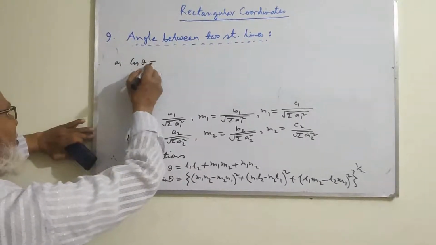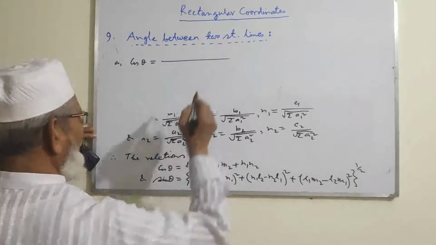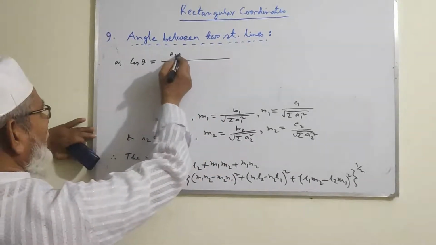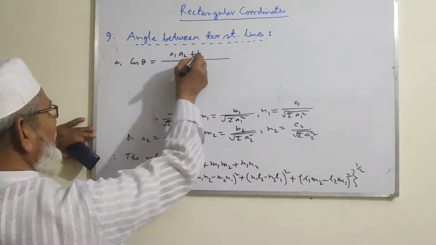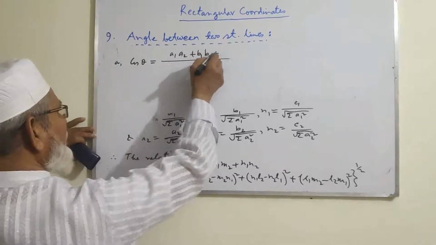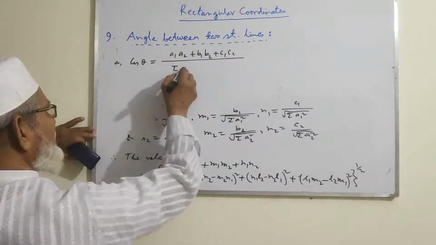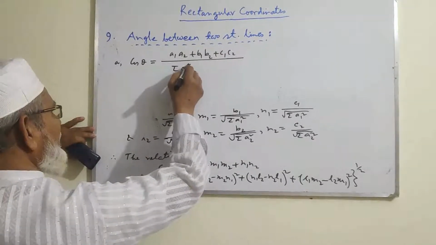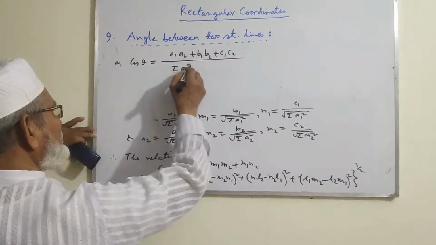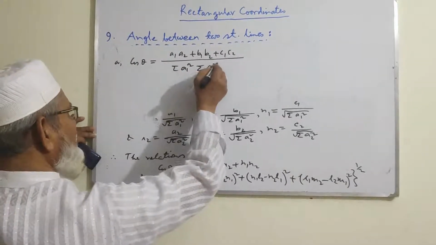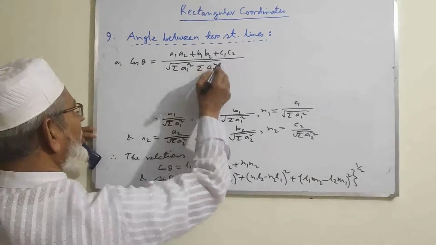cos theta becomes l1 l2 plus m1 m2 plus n1 n2, that is a1 a2 plus b1 b2 plus c1 c2 whole divided by summation a1 square into summation a2 square whole to the power half.